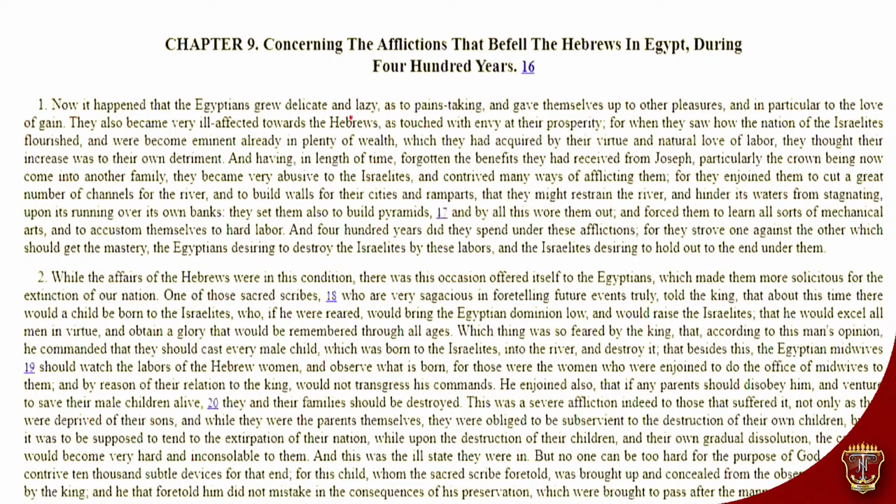Right? Read. "And having, in length of time, forgotten the benefits they had received from Joseph, particularly the crown now being come into another family." That's so cold, because we do this in Israel too. They forgot where they came from. If it wasn't for us, Egypt wouldn't have been nothing. It's basically saying that after a while, they forgot the benefits they received from our forefather.